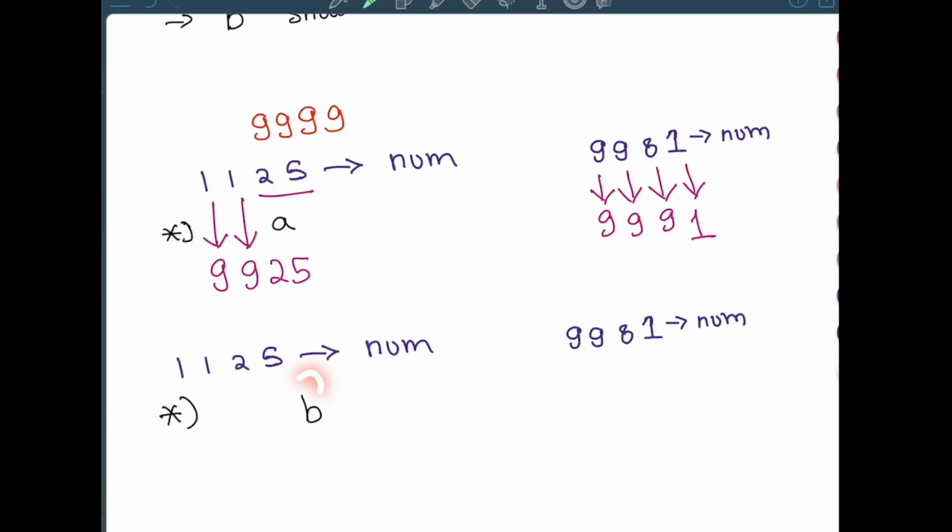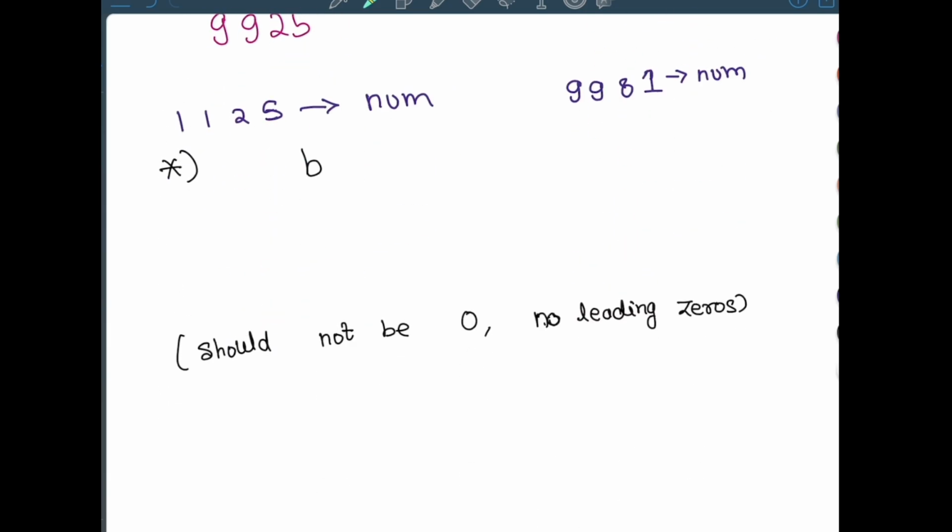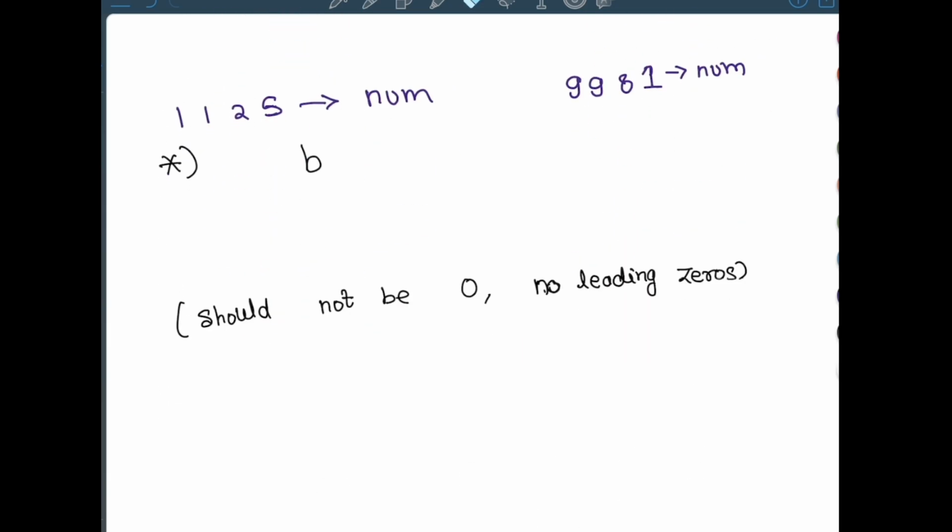Now let us try to focus on b. See, the thing is, for b, we need to try to make it as low as possible, right? And this is a bit tricky because we have one more thing, which is the number should not be 0 and it should not have a leading 0. Now tell me, what is the lowest 4-digit number which is possible? It is 1000, right? That's 1000, which is the lowest 4-digit number. Now what we need to do is we need to just make our given input num as close to 1000 to create the value of b.